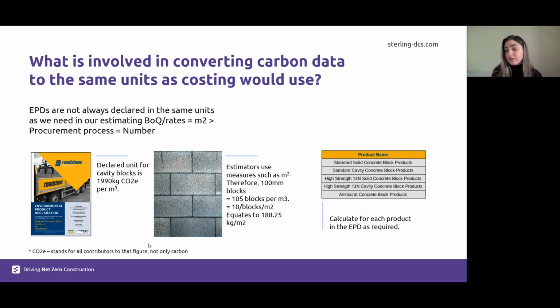However, if you need the value of this in meters squared, you need to do supplementary calculations. First you need to find out the number of blocks that will make 1 meter squared, and then we multiply that by the CO2 equivalent of 1 single block. And that is how we get our value.